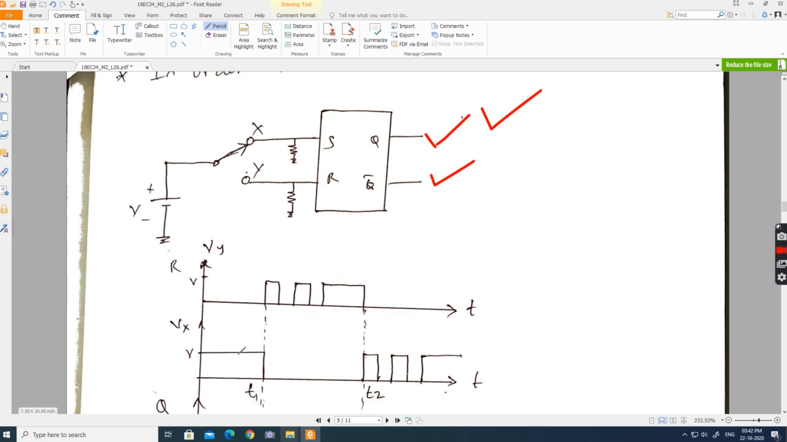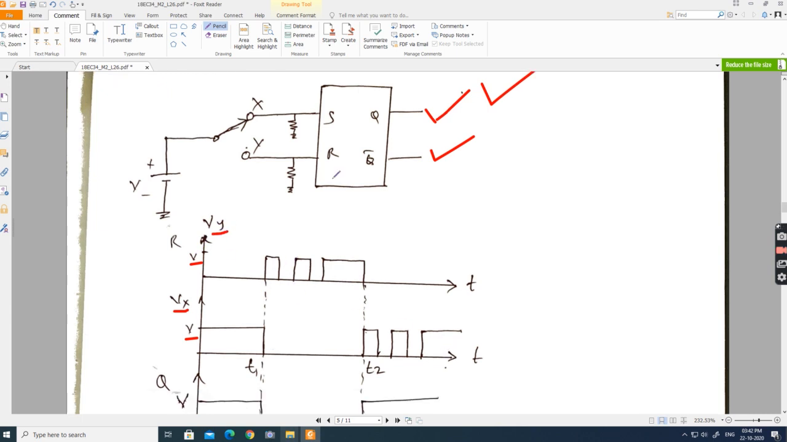Normally this would have been the condition, correct? Yes or no? This was a normal graph. These first two graphs are normal graphs. This is Vx, this is Vy, and this voltage level is V. This voltage level is V, and this is the Vx and this is the Vy graph. Normal switch bouncing graph. Now we'll check what the output Q will be. Understanding, everyone?